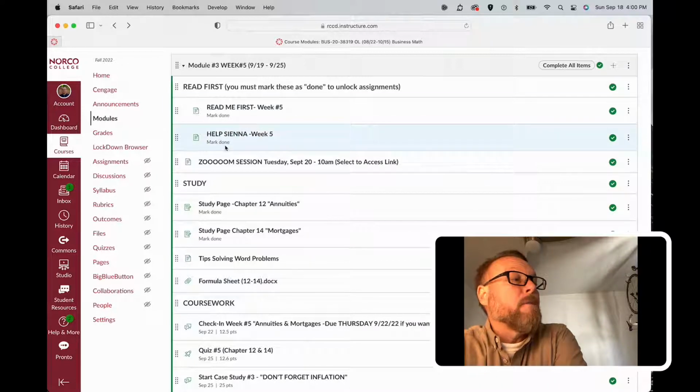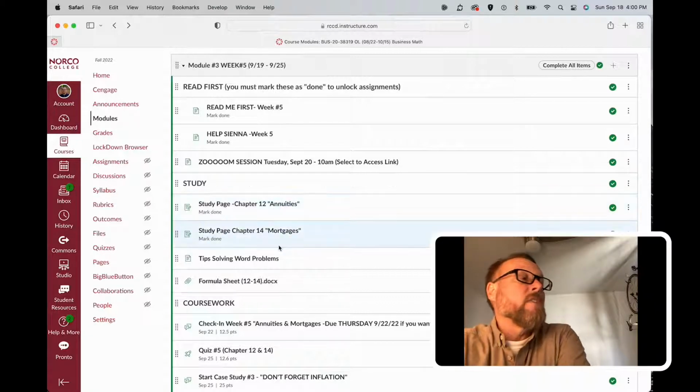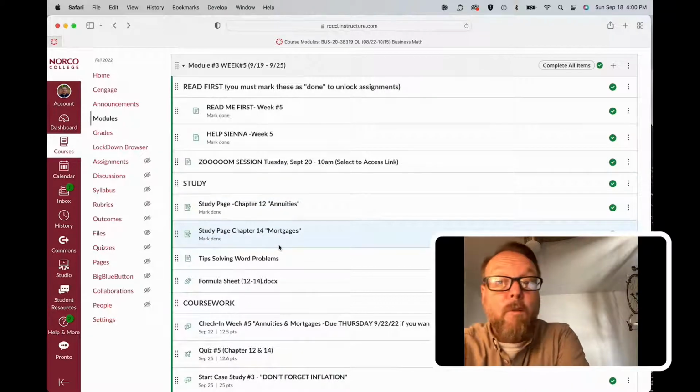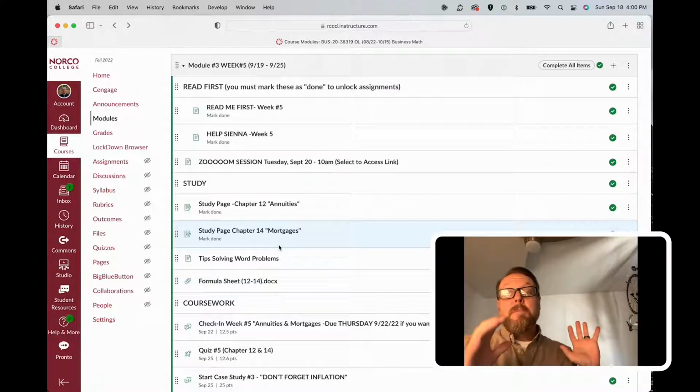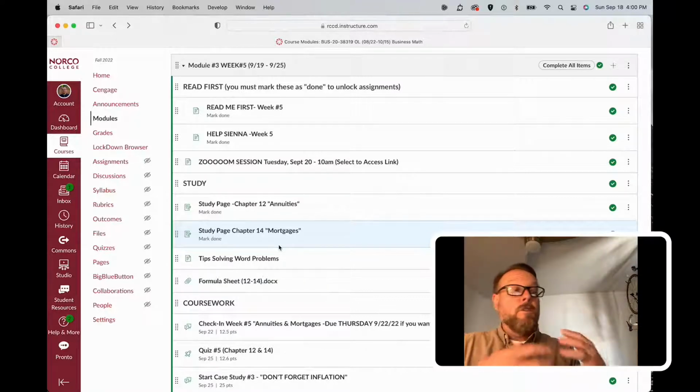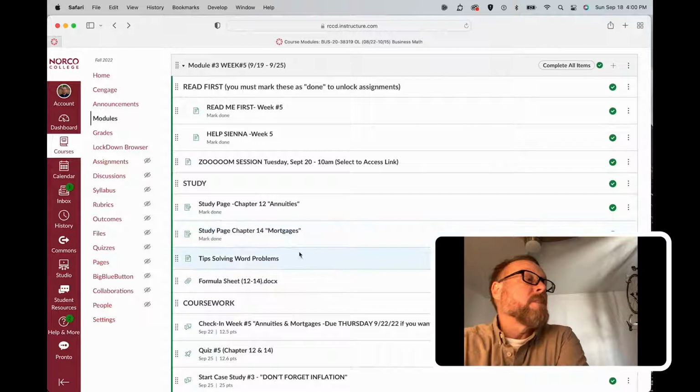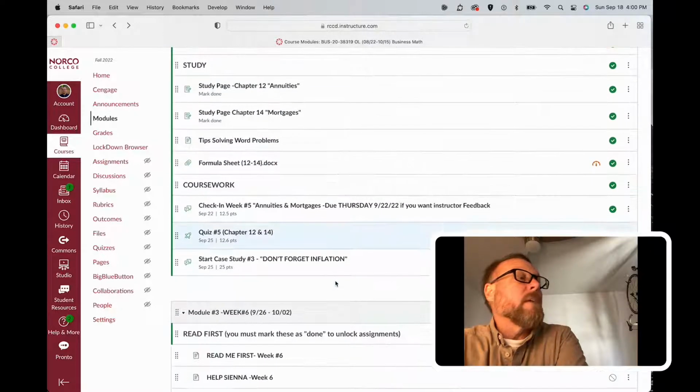So Help Sienna, you have a few Mark Me Dones for those 2, Read Me First and Sienna, and you also have Mark Me Done for your study page chapter 12 and your study page chapter 14. But that's where all the material is for you to do your best on the problems. I do have a tips for solving word problems. It's the same one that I've had last week. And then I have a new formula sheet for this week.